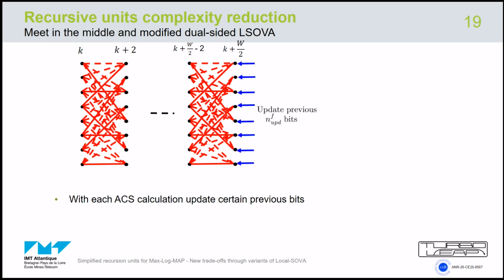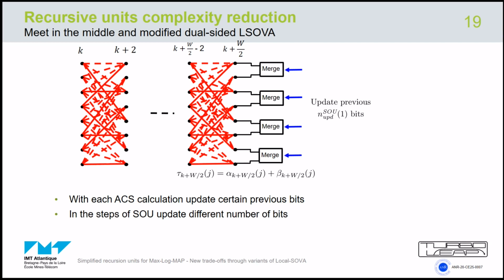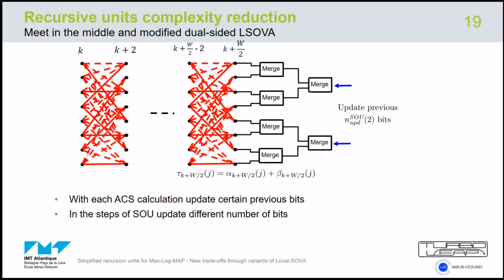A dual-sided global local-SOVA is applied to output the extrinsic values for all positions. Here, at each merge step in the merge tree of the SOU, an identified number of previous bits are also updated. At the first step of the SOU, this number is identified by NSOU1, at the second step by NSOU2, and finally with NSOU3. After all these updates, the extrinsic value is calculated for all positions.